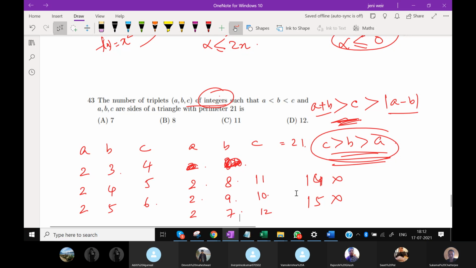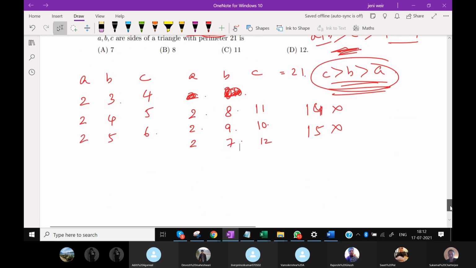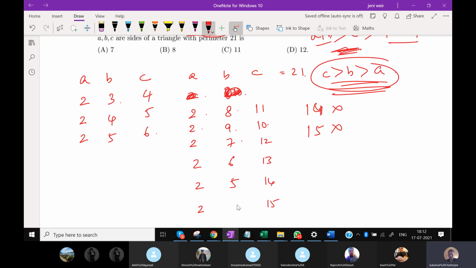Then 2, 13, 15, and 6, 2, 14, 16, 5, right? And 2, 15, 17, 4, right? And then 2, 16, 18, 3. So these are the values that are possible if A is equal to 2. Okay. So 1, 2, 3, 4, 5, 6, 7 for A equal to 2.